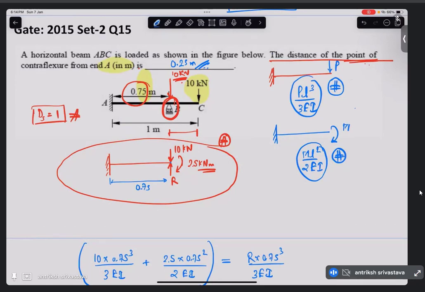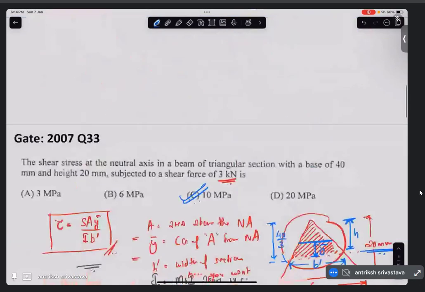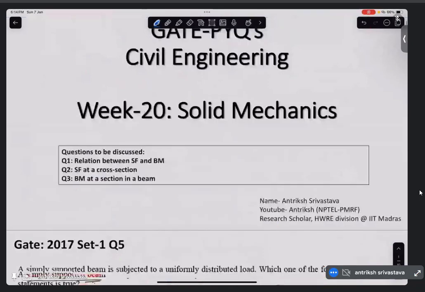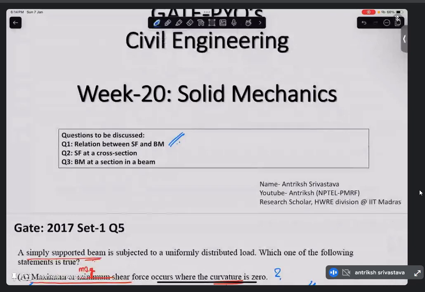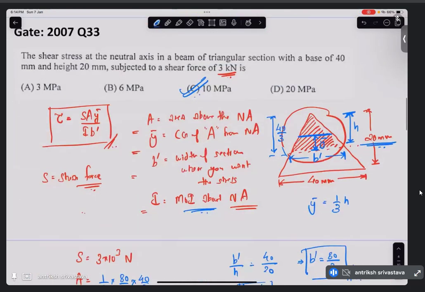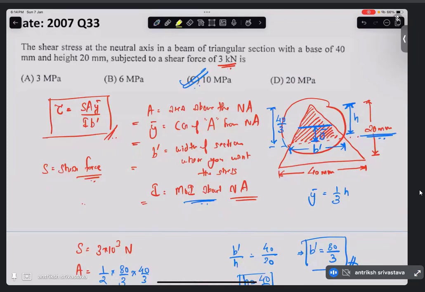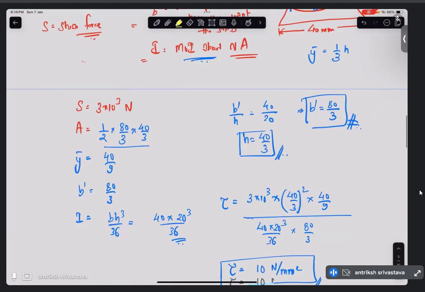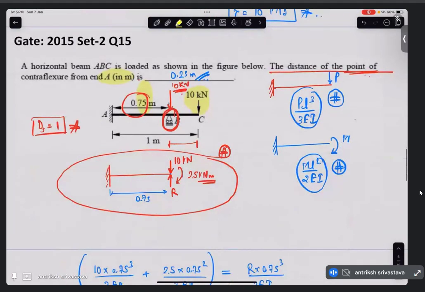All right, so what have we discussed today? We have discussed 3 questions. As I said earlier, the first question was related to the theory of shear force and bending moment. The second question was about calculating the shear force at a cross section in a beam, which was basically a formula based question, just for revision of this formula. And the third question was a little bit tricky, where we have seen how to use superposition in a different way than we are told.